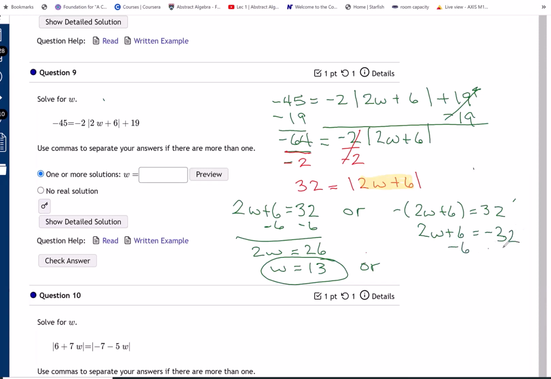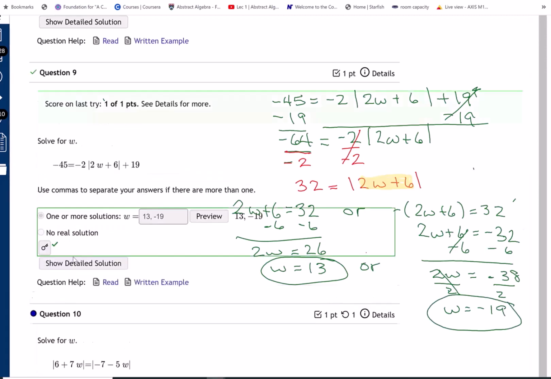Again, I subtract 6 from both sides. I get 2w, this cancels, equals negative 38. I divide both sides by 2. W equals negative 19. I have two solutions, 13 and negative 19. You can always put them back in and check.